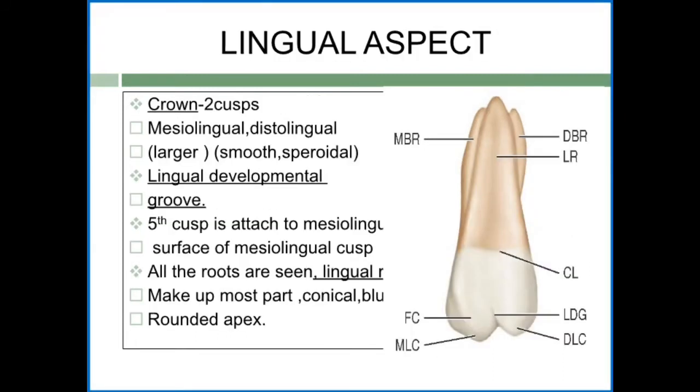Now the lingual aspect. The crown contains 2 cusps from this aspect: the mesiolingual cusp, which is the largest, and the distolingual cusp, which is smooth and spheroidal in shape. Both are well differentiated by a developmental groove known as the lingual developmental groove. The cervical line in this region is smooth. A 5th cusp can be seen on the mesiolingual surface of the mesiolingual cusp. All the roots are visible from this aspect, but the major root is the lingual root, which makes up most of it, and it is conical, blunt, and rounded at the apex.